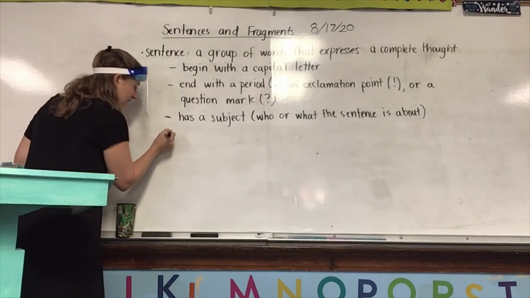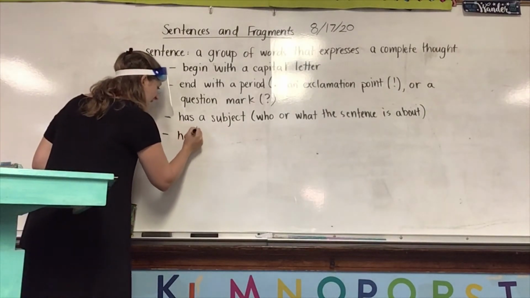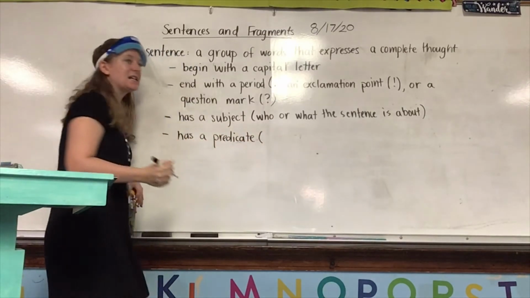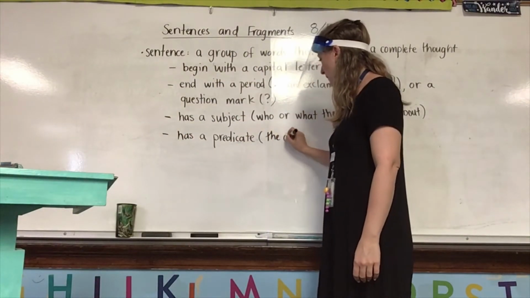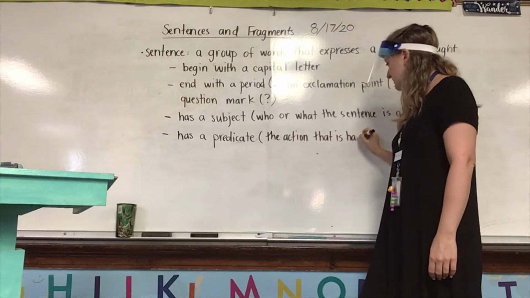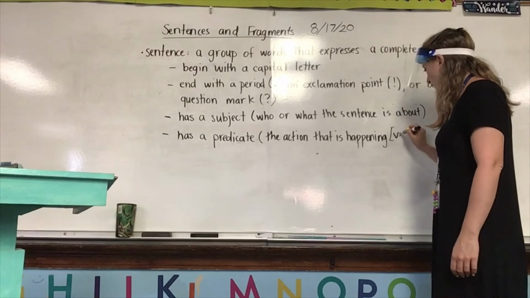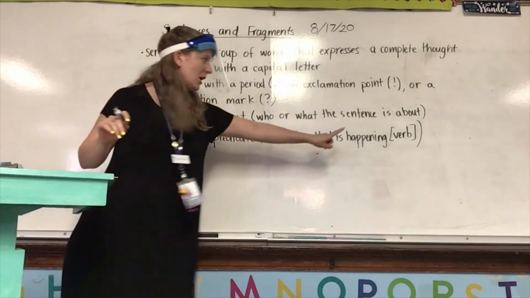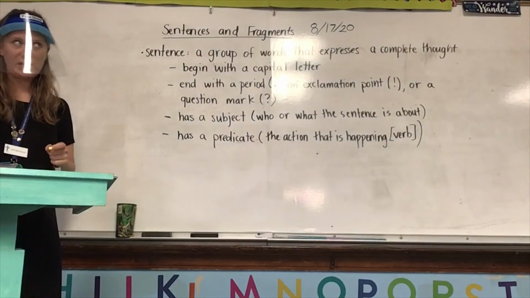Okay? And the fourth thing that every sentence needs is that it has a predicate. Predicate is a fancy word for the action that is happening, or the verb. The action that is happening is the same thing as the verb, which is the same thing as the predicate. And we'll talk more about subjects and predicates next week.